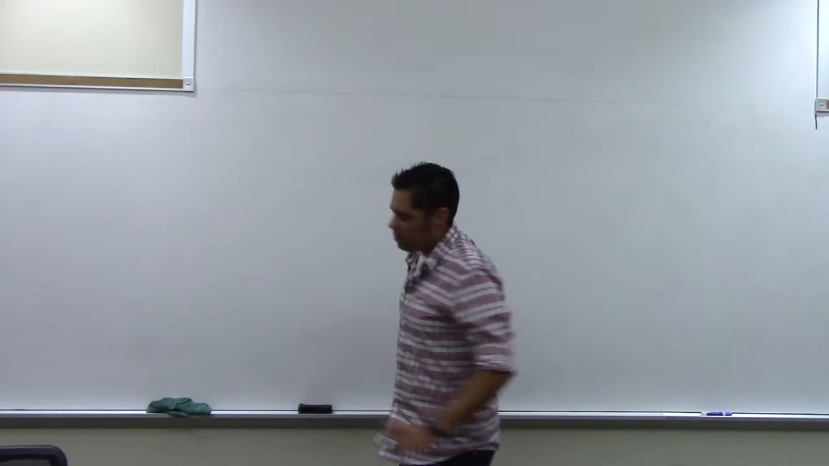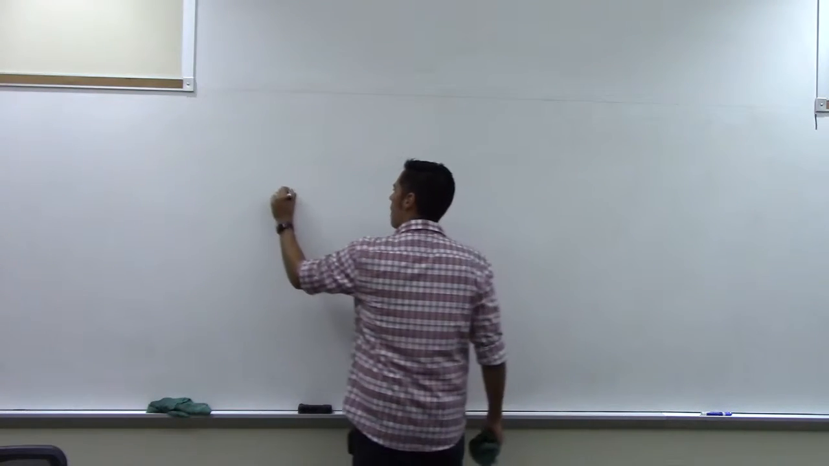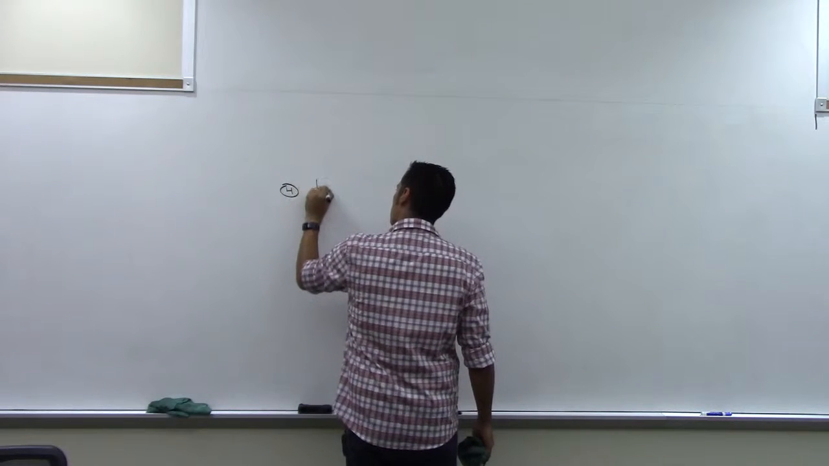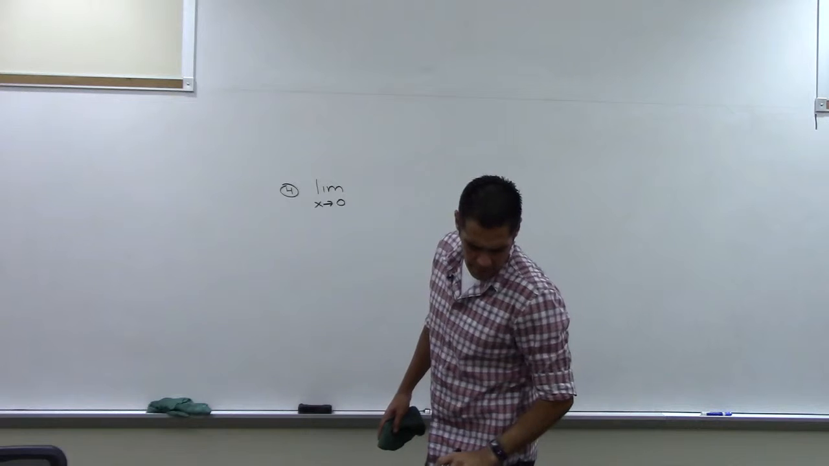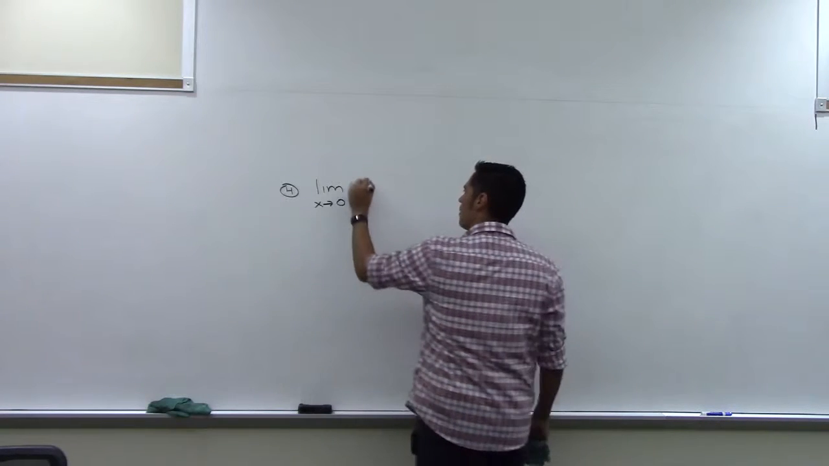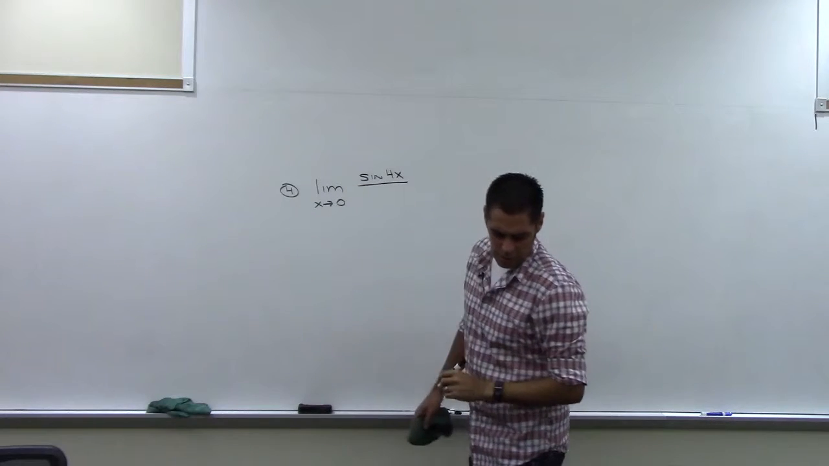Limit x goes to 0. By the way, this is number 4. Limit x approaches 0 of sine of 4x over tangent of 5x.